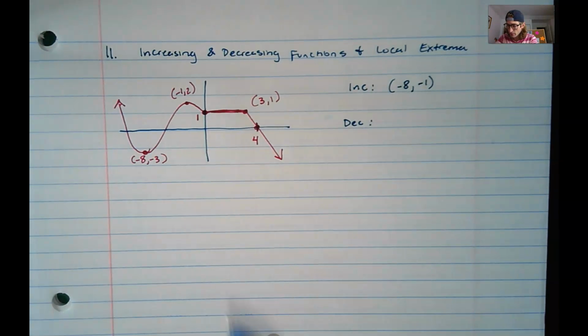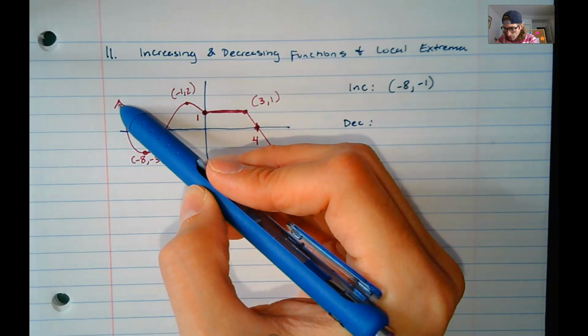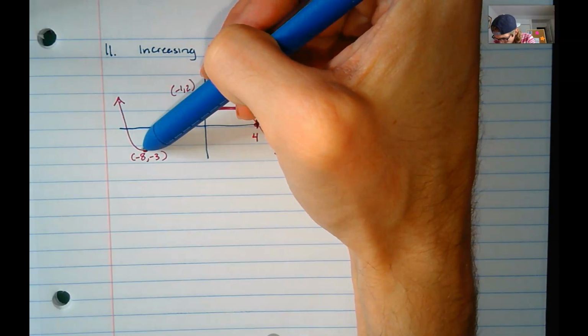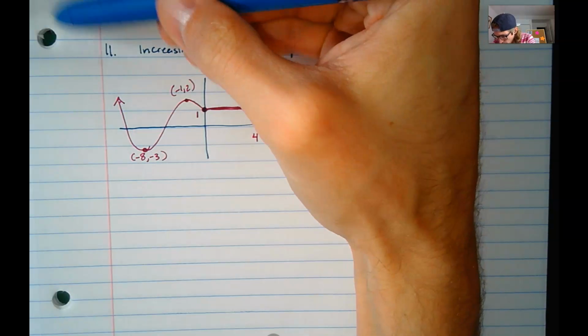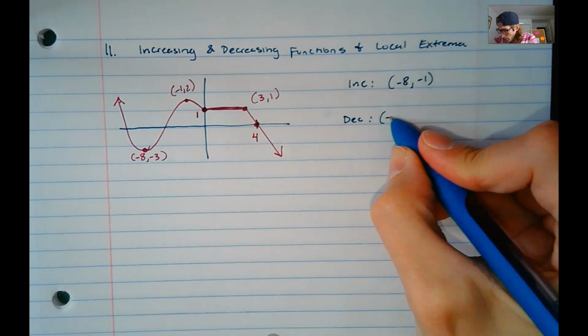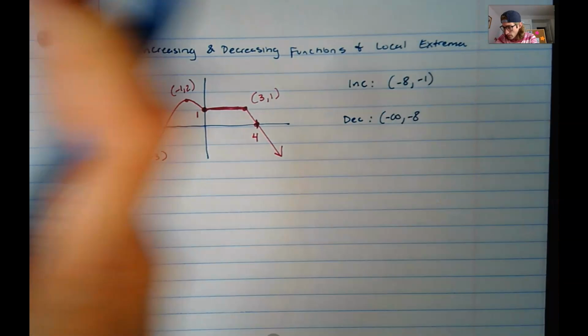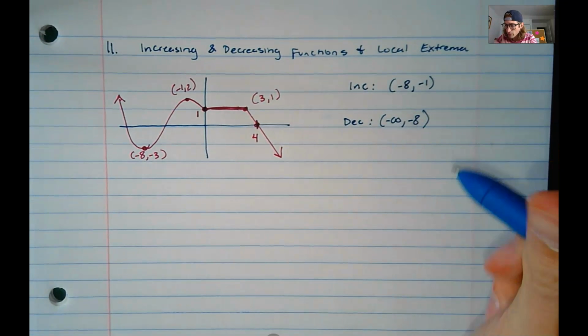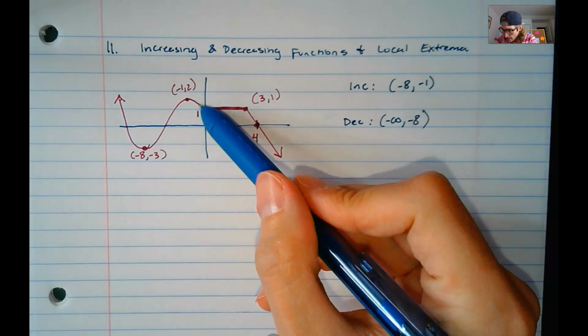Looking at decreasing intervals, we start over here. This arrow signifies that this graph continues this way forever. So we would be decreasing all the way down to here at -8. So our first part is -infinity to -8. We start over on the left at negative infinity. We go over to -8 using only parentheses. We're increasing here. We're decreasing right there.